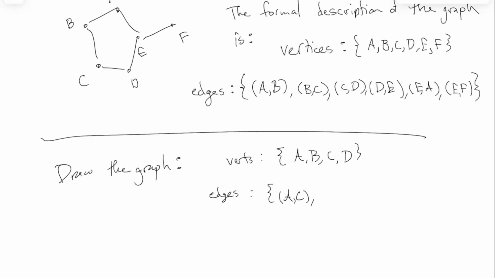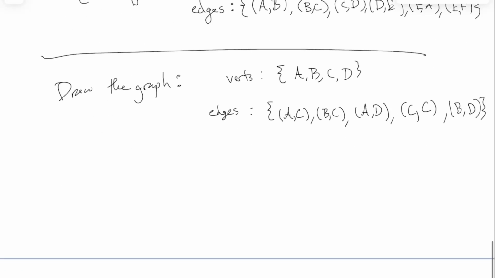AC, BC, AD, CC, and BD. So the only slightly weird thing here is there is an edge called CC, and I'm not sure any of the graphs that we've done so far have edges like this, but what that means is somewhere in your graph is a C, and it has an edge looping around back to itself.